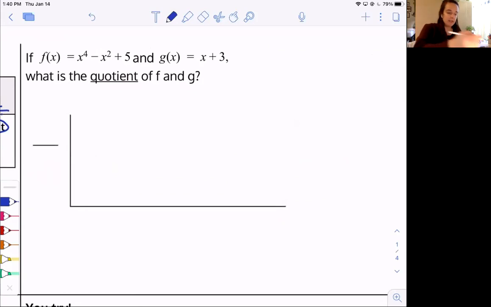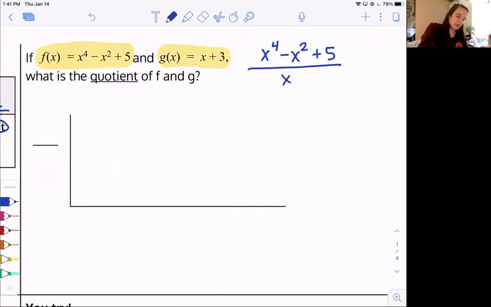Write down this problem here. If you're taking notes and you haven't written them down or printed, this part is what I want you to write down, and this part is what I want you to write down. So what f of x is and what g of x is. And they're asking for the quotient. So we're going to do division. So I'd have x to the 4th minus x squared plus 5 over x plus 3.